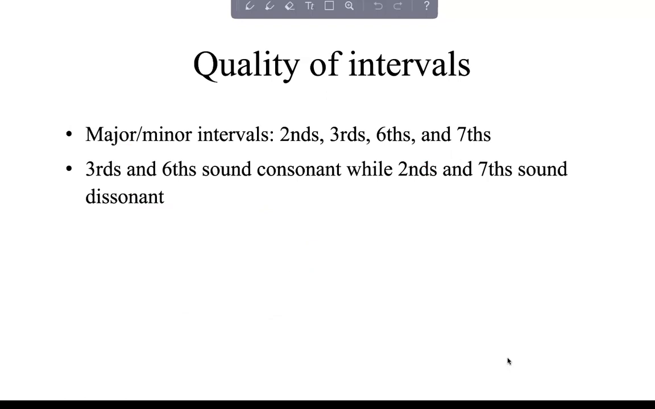Moving on, another two qualities of intervals are major and minor, and these intervals include seconds, thirds, sixths, and sevenths. Thirds and sixths sound consonant, while seconds and sevenths sound dissonant.